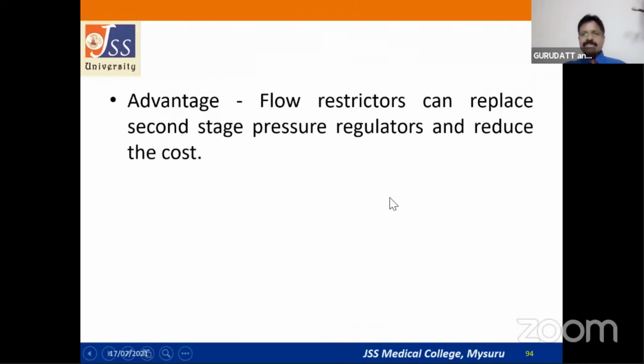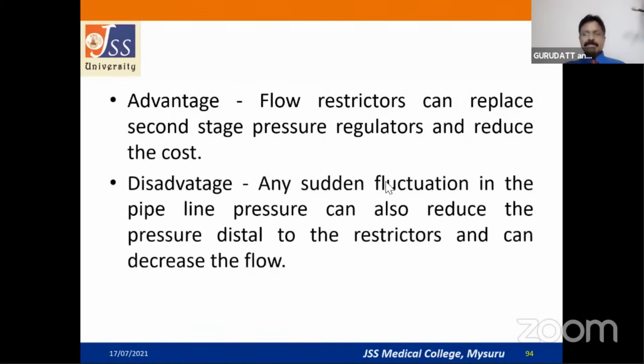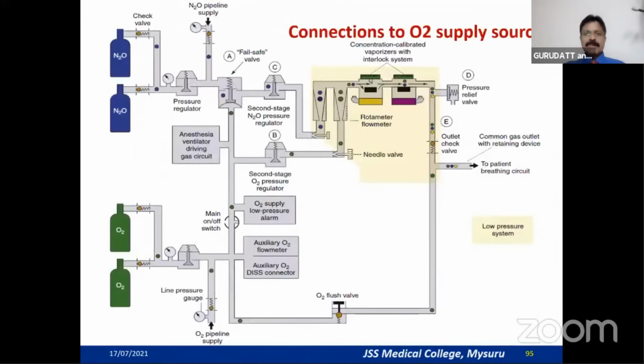Again, the advantage of flow restrictors is that costly pressure regulators need not be used. But the disadvantage is, if there is a fluctuation of the pressures of these gases, the pressures going to the flow meters also will fluctuate and can produce inaccurate flows. That's why second stage pressure regulators are better than just having flow restrictors.